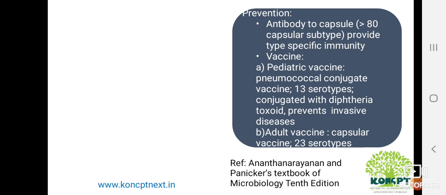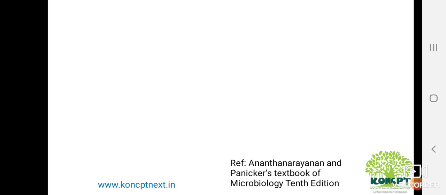Prevention, the main aspect in prevention is vaccination. You have two types of vaccine, pediatric vaccine and adult vaccine. The pediatric vaccine is a conjugate vaccine where the vaccine is conjugated with diphtheria toxoid for increased immunogenicity. It helps in preventing the invasive diseases. This vaccine has 13 serotypes. You also have the adult vaccine, which is the capsular vaccine containing 23 serotypes for adults and high-risk individuals.